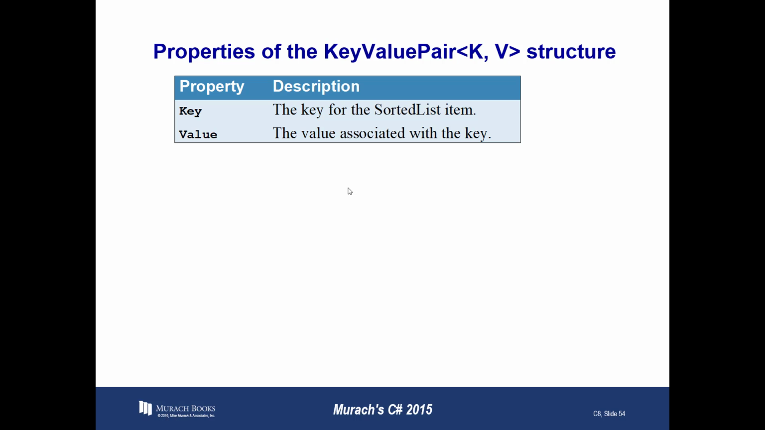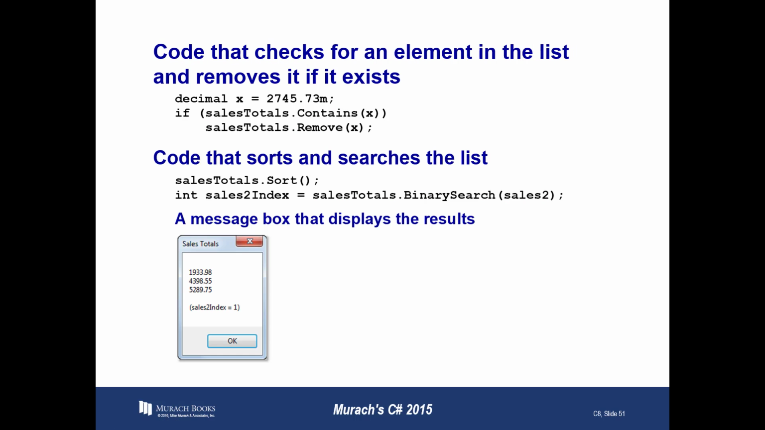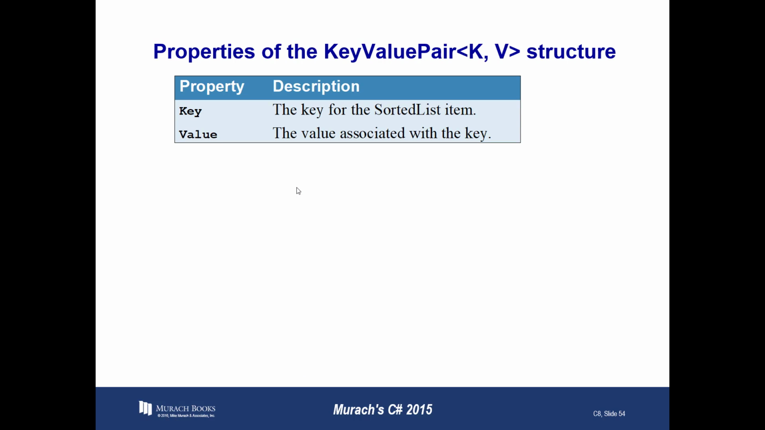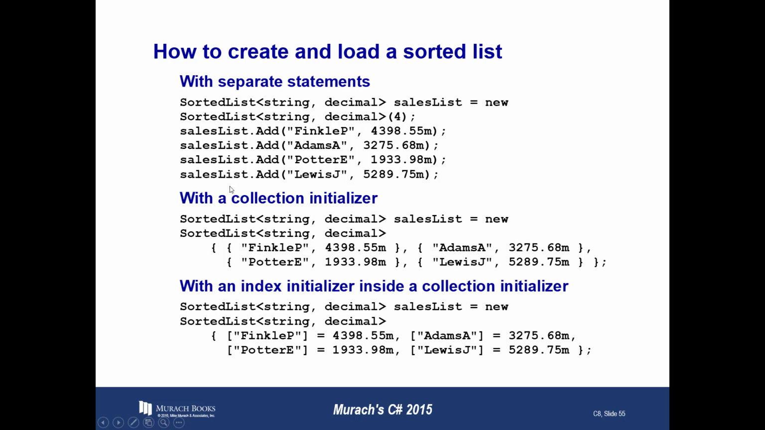Now, the way all this stuff works is through what are called key value pairs. Key value. So when you go through a list, you can print out the keys, you can print out the values, or you can print out the keys and the values. So for instance, when we look right here, maybe these are customers. So it's P. Finkel, A. Adams, E. Potter, and L. Lewis. Maybe this is the amount of sales they've had for the month or whatever.